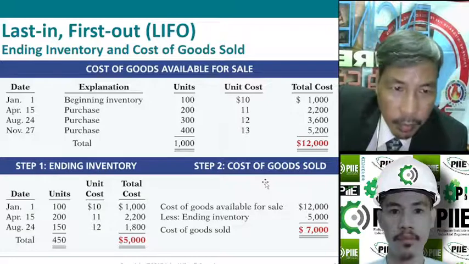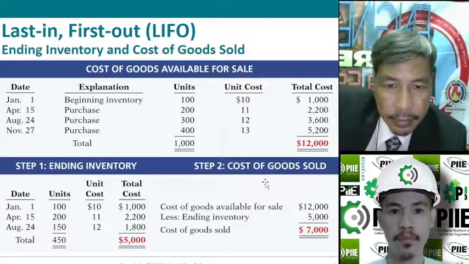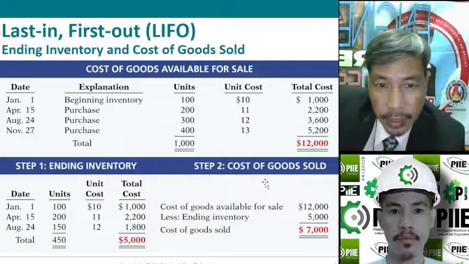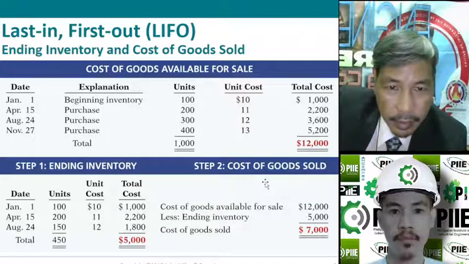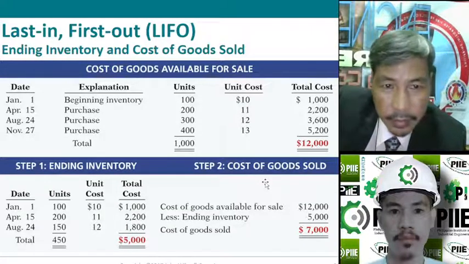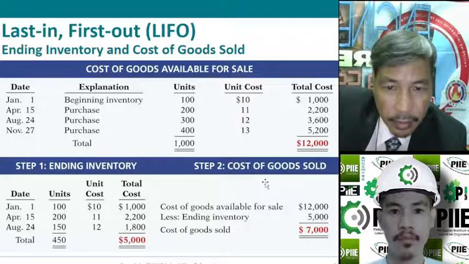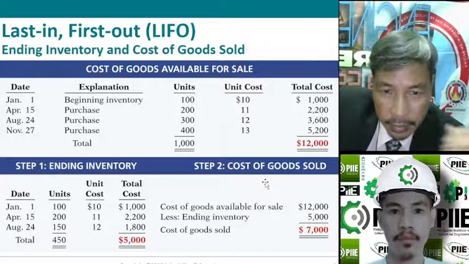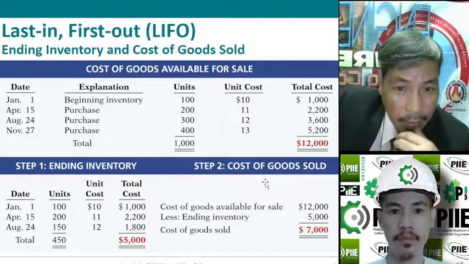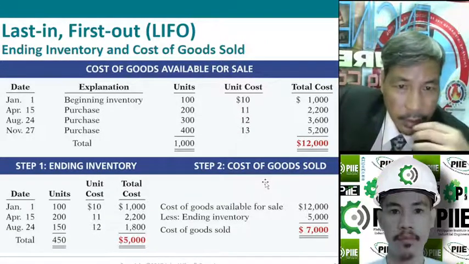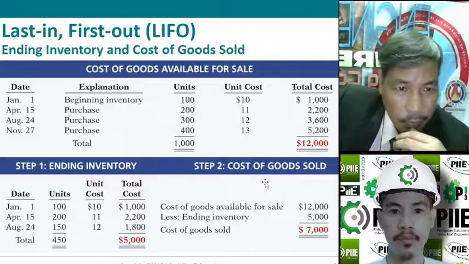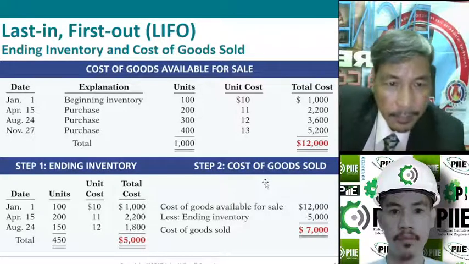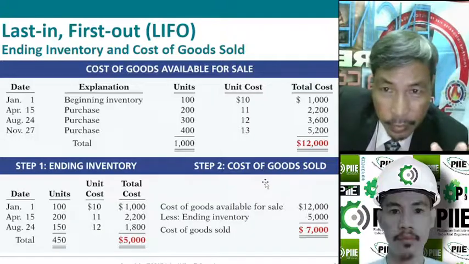Cost of goods available for sale. January 100, and then April 15, 200. Okay. August 24, 150. Okay. So, total 450. So, you can come up with the computation like that. A very straightforward computation.